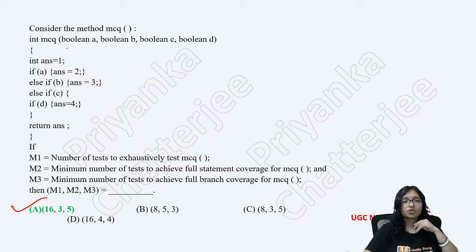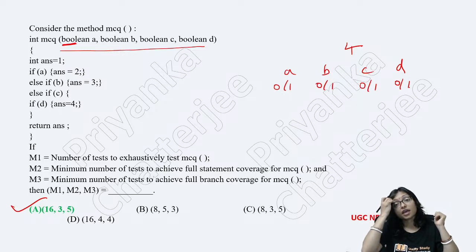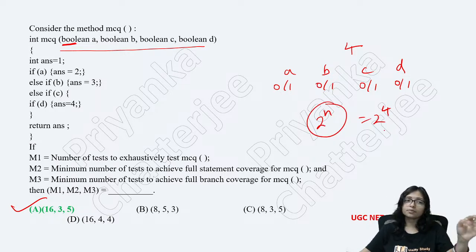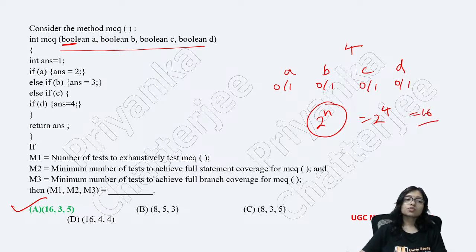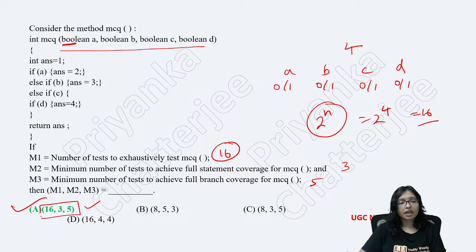In this question, how many variables are there? 4 variables. A, B, C, D. All are what type? Boolean. 0 or 1, 0 or 1, 0 or 1, 0 or 1. This is the only possibility. And we know that it is 2 to the power n. That is 2 to the power 4 possibilities will be there in your truth table. How many combinations are possible? 16 combinations will be possible. So here your exhaustive test case will be 16. And statement coverage is 3, branch coverage is 5. So your answer will be 16, 3 and 5.